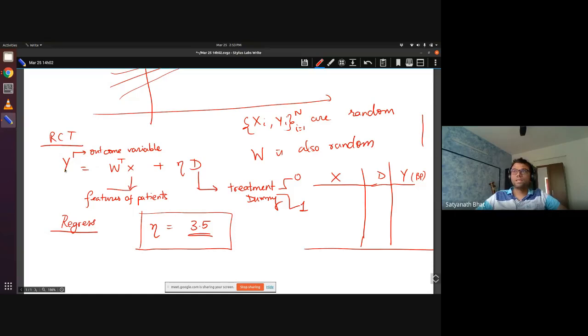So let us say Y is the blood pressure. I'm just making up stories here, so don't treat it literally. I'm just giving you an example. Let us say there are a bunch of patients who have low blood pressure. So Y is the blood pressure. You would like to increase the blood pressure. So these are all the features of the patient. So features of the patients matter for blood pressure.